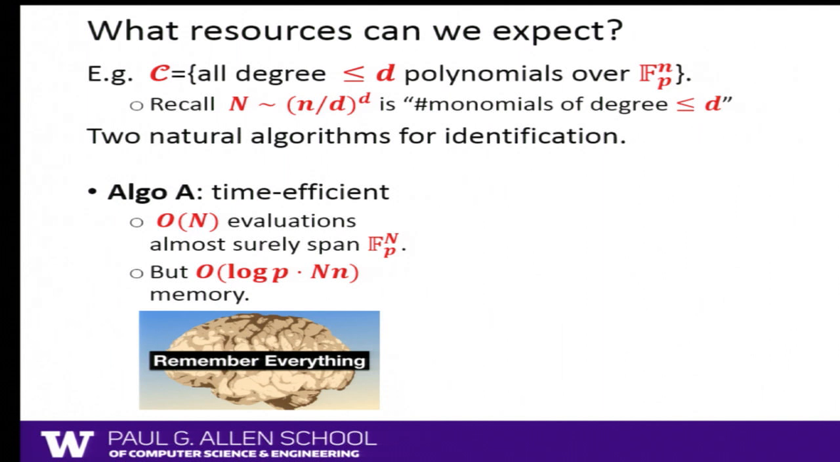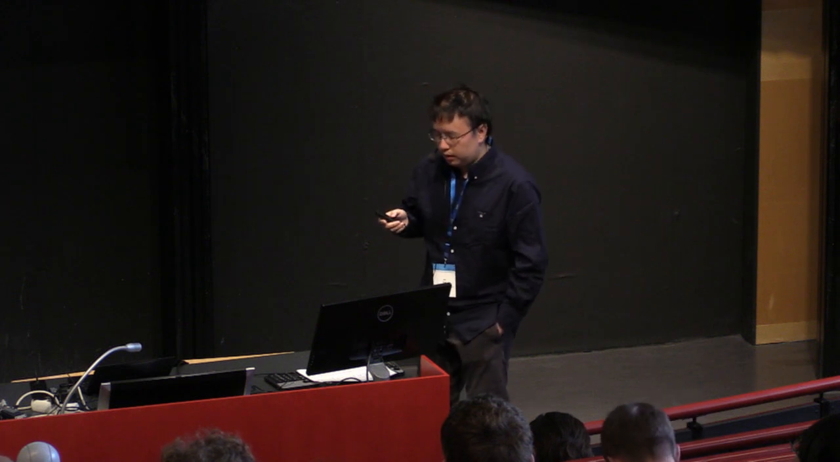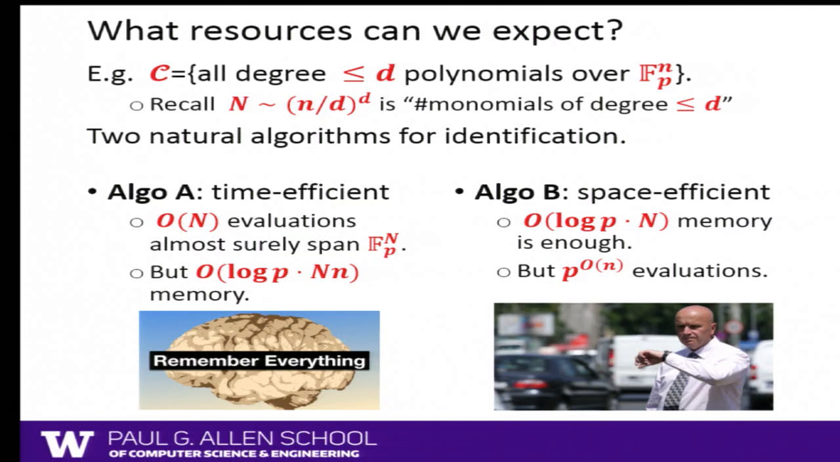And actually, we can reduce this space by a factor of n. So log p times capital N space is enough. In this algorithm, at the beginning, we specify capital N inputs so that their evaluations can span the whole space. And we only remember the evaluation if the input is one of the special capital N ones. So that's how we reduce the space. But because the evaluations of inputs are coming in a uniform random way, we have to wait for a long time, actually exponentially many evaluations, until we see all of them.